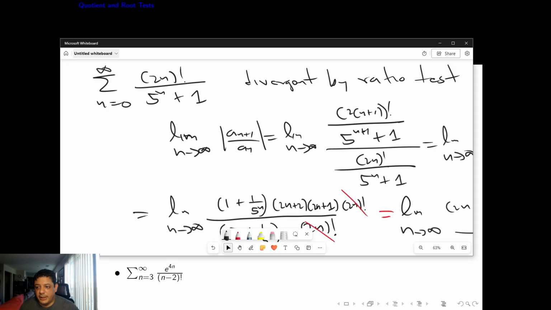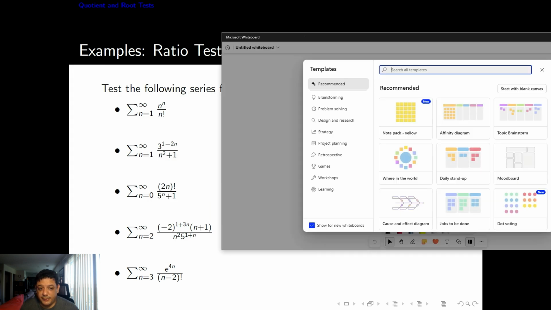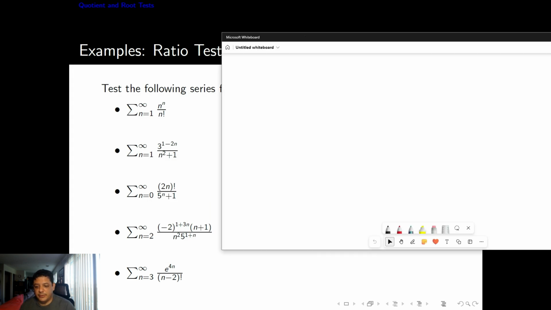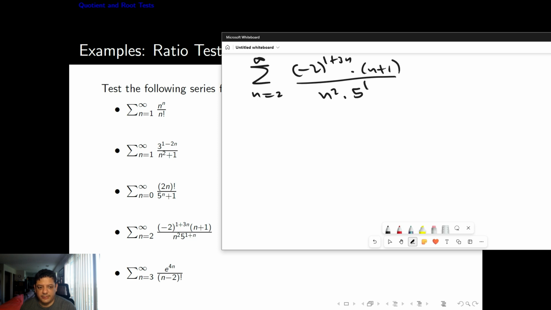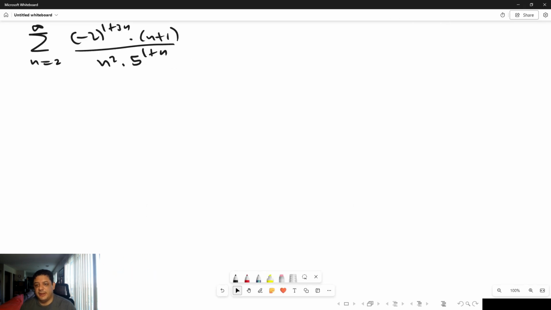Okay. Now let's take a look at another example. So we have now the series from n equals 2 to infinity, and we have a very complex arrangement here. We have minus 2 to the 1 plus 3n times n plus 1 over n squared times 5 to the 1 plus n. So my instinct tells me that this is going to be convergent just because the bottom is very dominant over the top. But we're going to actually take a look at that.